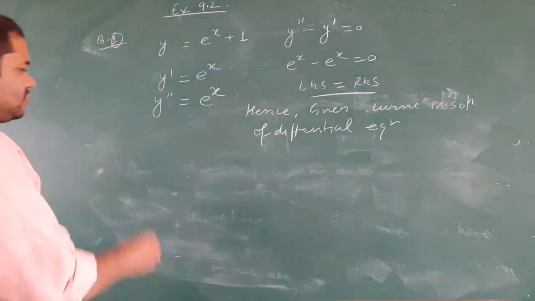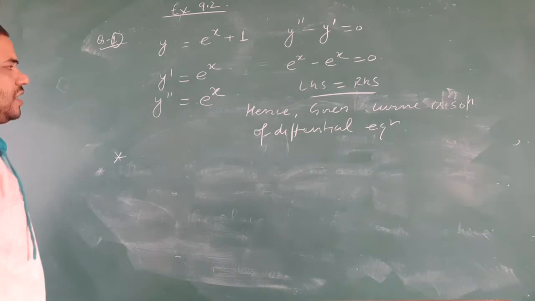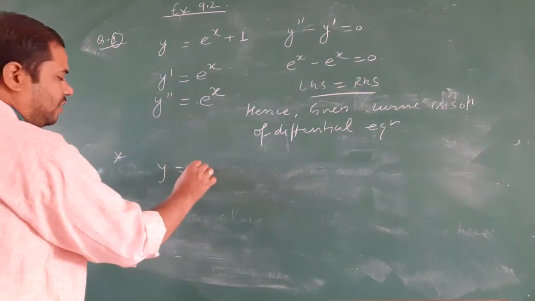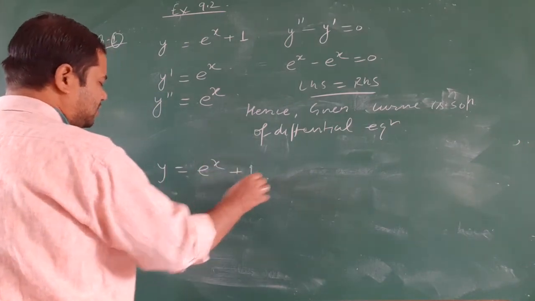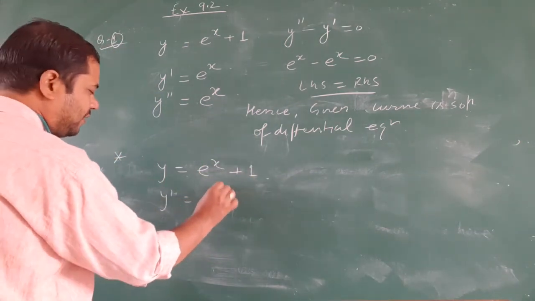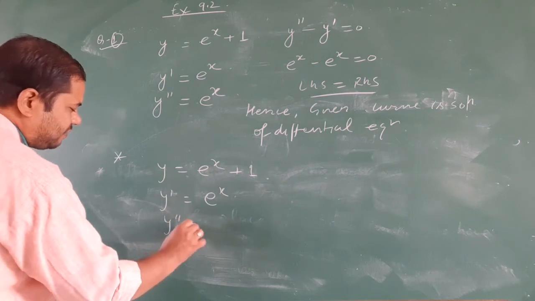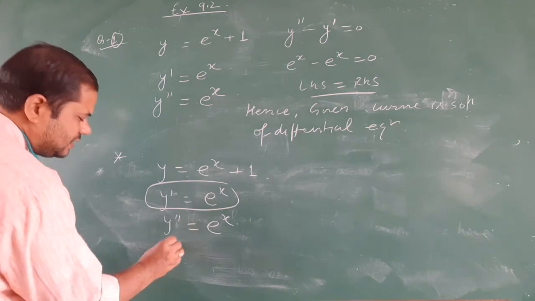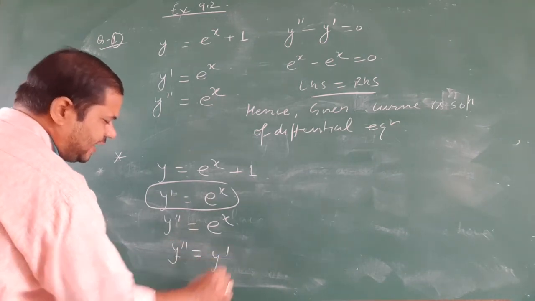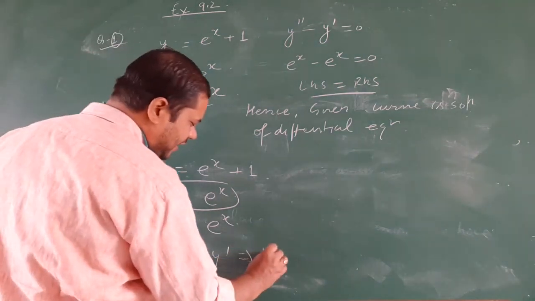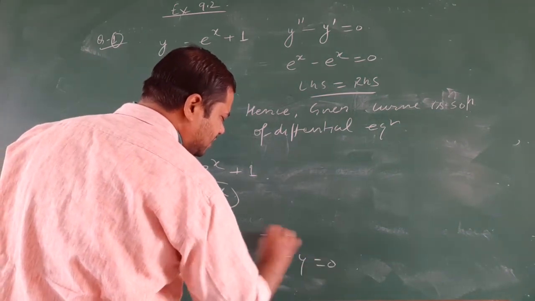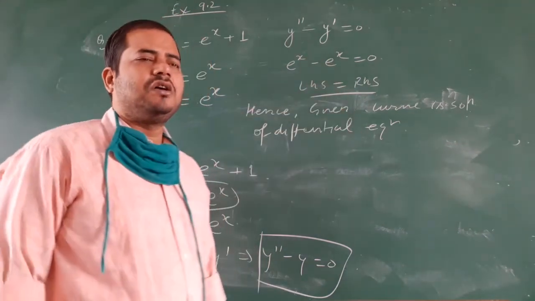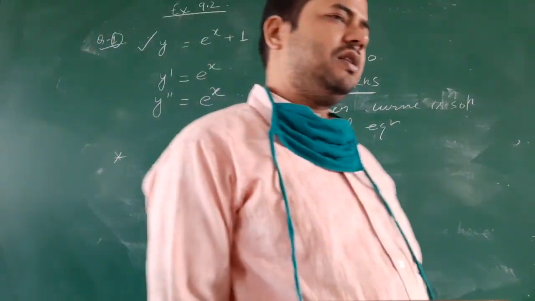Now another method is also there. This is one of the methods, where you find y dash and y double dash and put them in. But you can also find the solution directly from the curve. Y dash is what? E power x. Y double dash is what? E power x. And what is the value of y? E power x. So y double dash is nothing but y. So you can find y double dash minus y is equal to 0. That means from this particular equation you will get this equation. This is also the solution of the differential equation.